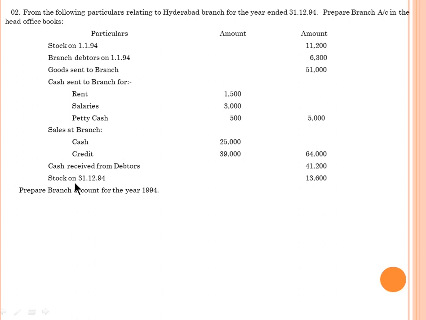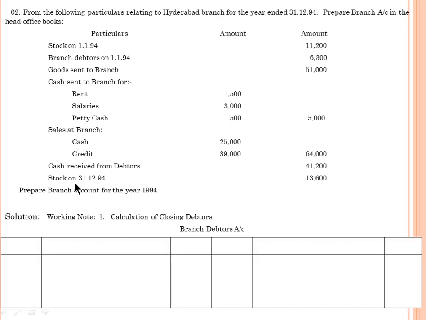Here, closing debtors is not given. We are going to find closing debtors with the help of the branch debtors account. Okay. In the solution, the working note is the calculation of closing debtors. Write down the heading, the branch debtors account, and divide it into 6 columns: date, particulars, amount, and date, particulars, amount. And start with the debit side. To opening balance of debtors at 1/1/94, how much? 6,300 rupees. Let's see, in this problem, credit sales is given 39,000 and cash received from debtors 41,200.